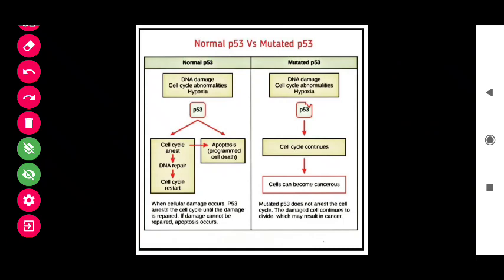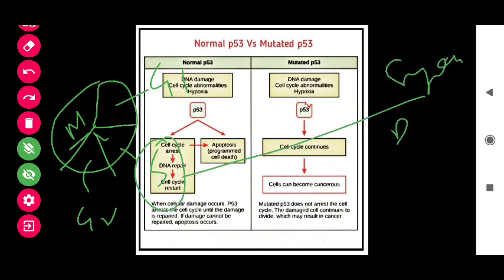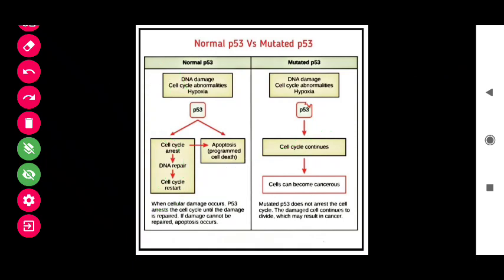When there is damage in the DNA, or there are abnormalities, or hypoxia conditions in the cell, what p53 does is it arrests the cell cycle. We know what the cell cycle is. There are a number of phases in the cell cycle: G1, S, G2 and M. S is the phase where the synthesis of DNA happens. But p53 arrests the cell cycle in G1.